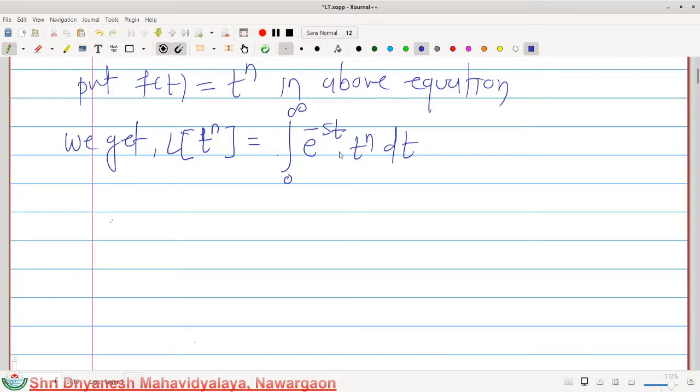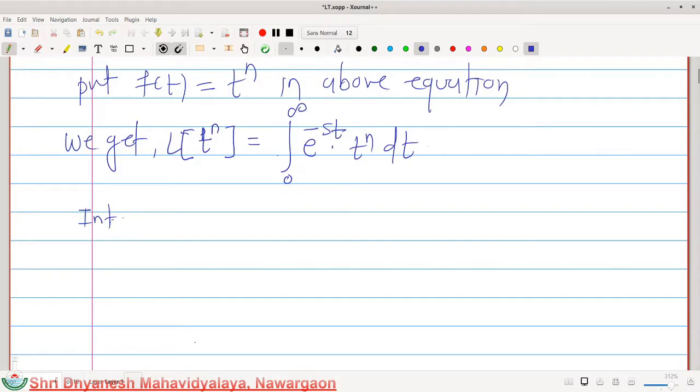As you can see, under this integral sign, there is a product of two functions. One is exponential function and other is algebraic function, and such integrals can be solved by using integration by parts. Hope you know what integration by parts is. For you, I will write that here.